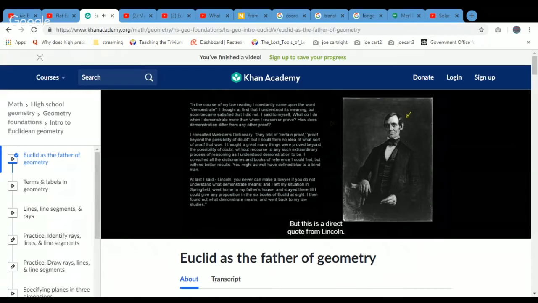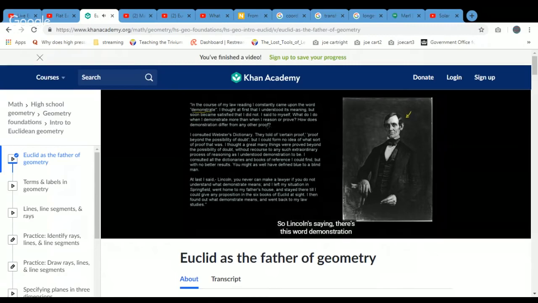But this is a direct quote from Lincoln. In the course of my law reading, I constantly came upon the word demonstrate. I thought at first that I understood its meaning, but soon became satisfied that I did not. I said to myself, what do I do when I demonstrate more than when I reason or prove? How does demonstration differ from any other proof?